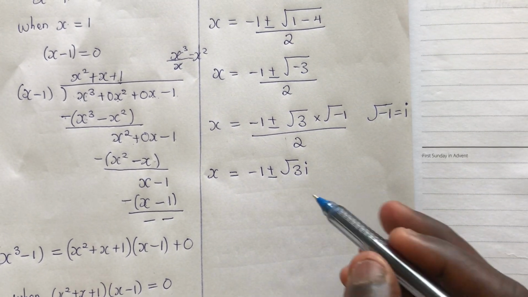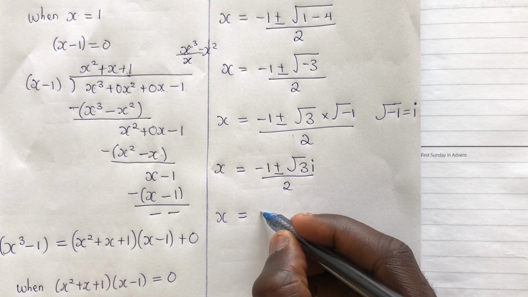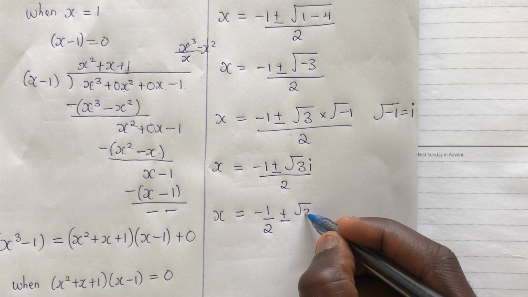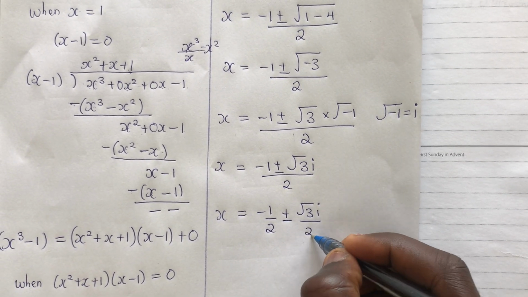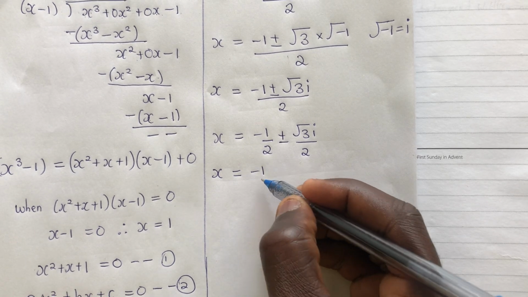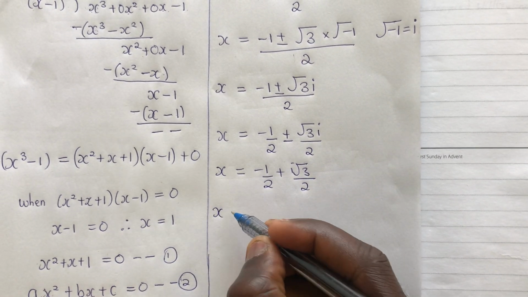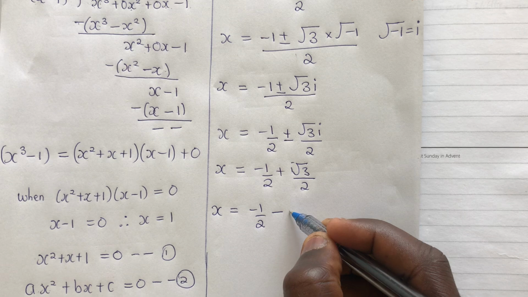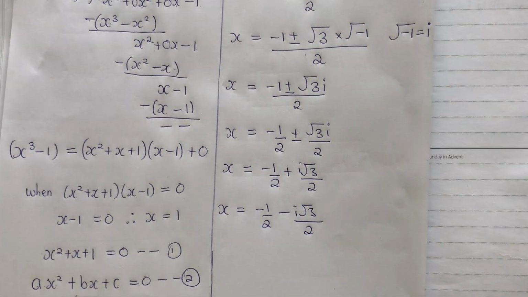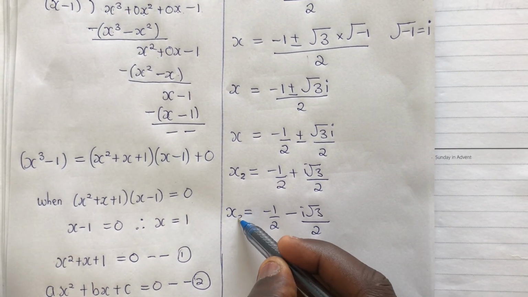Do not put this under the square root. So we have 2. So now we have our root to be equal to x equals negative 1 over 2 plus or minus root 3 i over 2. So the first root is x equals negative 1 over 2 plus root 3i over 2. And then the second one is negative 1 over 2 minus i root 3 over 2. So these are the two complex roots that we have gotten. And so let me name this one x2 and x3.